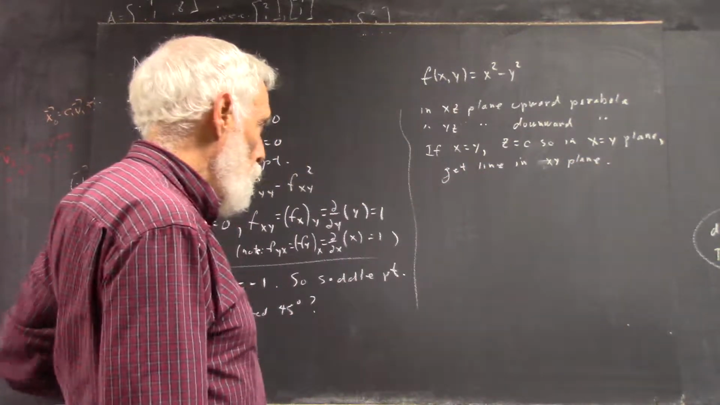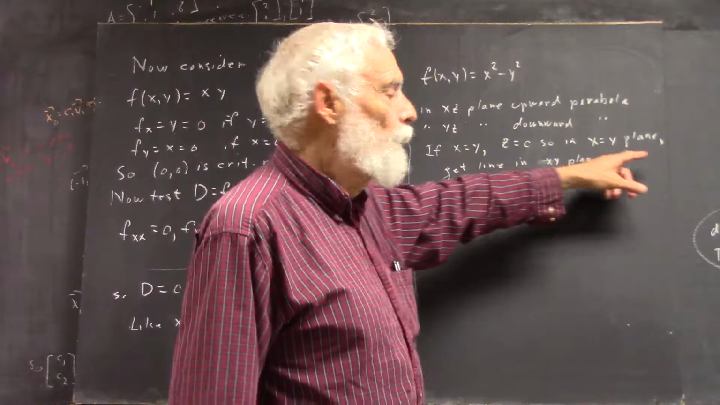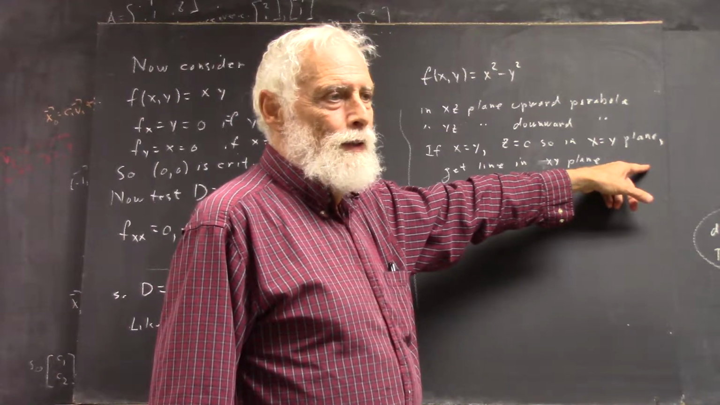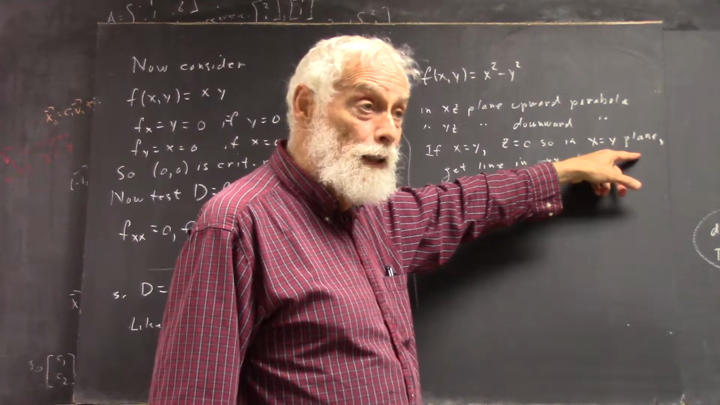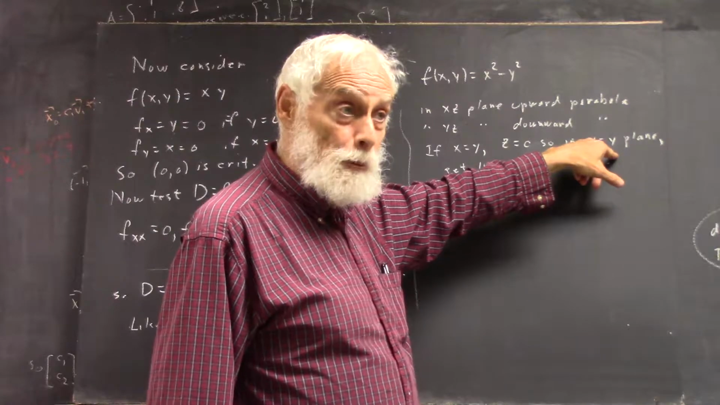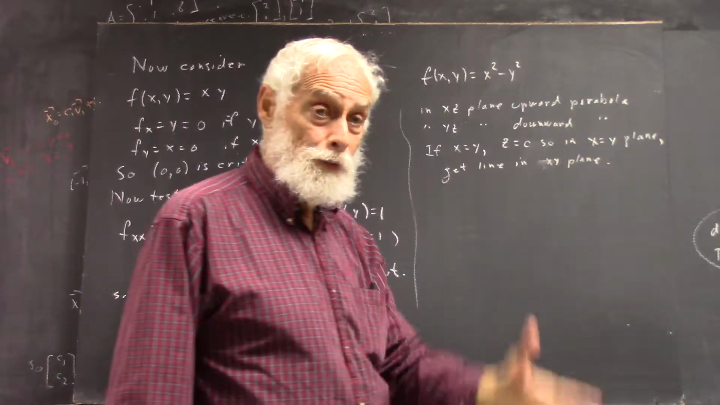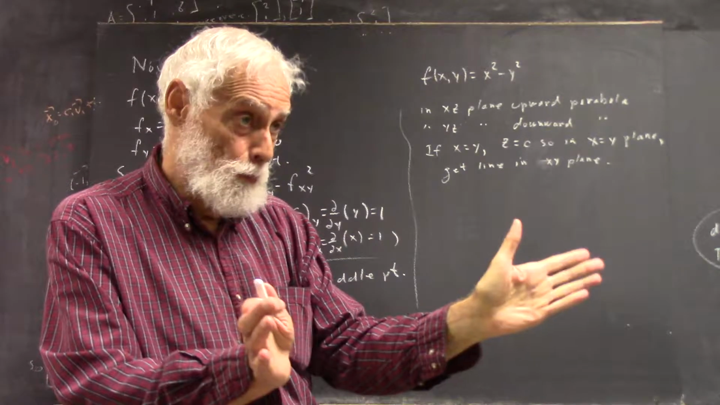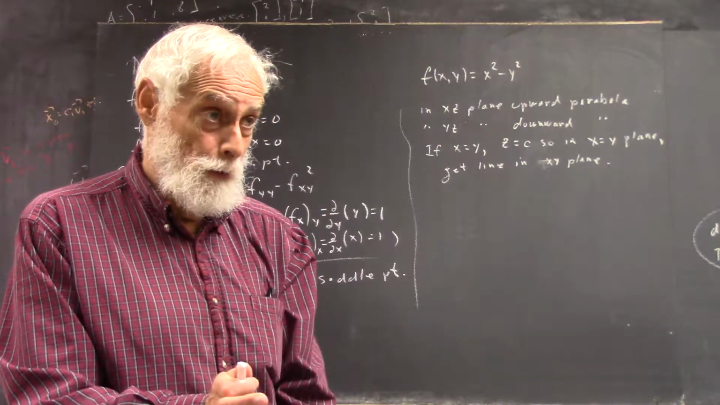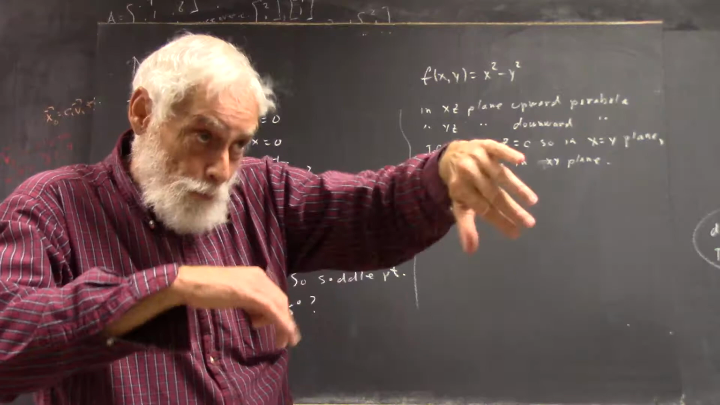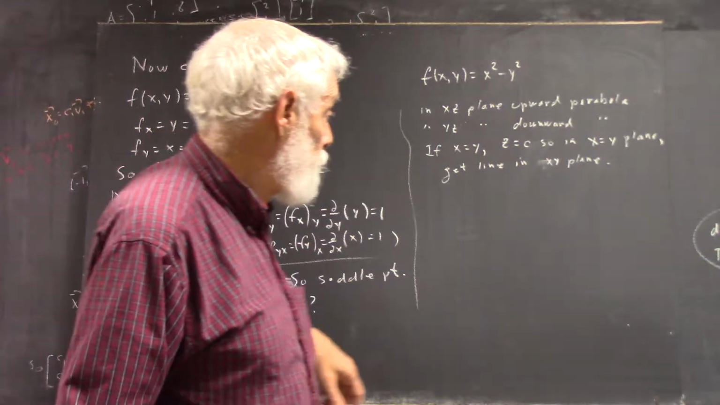I don't like the way the wording came out there. I said in the x equals y plane, this is the x equals y plane. X equals y is a plane, right? It's a plane where x equals y, so it's x here and y here. It's the vertical plane through that line at 45 degrees to the x and y axis, okay?